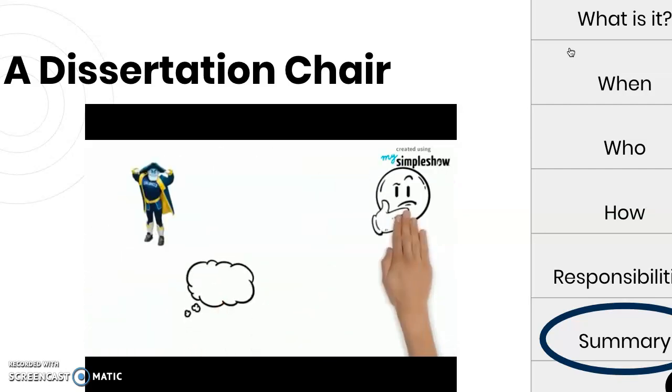Choosing a dissertation chair is an important process, and I hope this how-to guide is helpful.